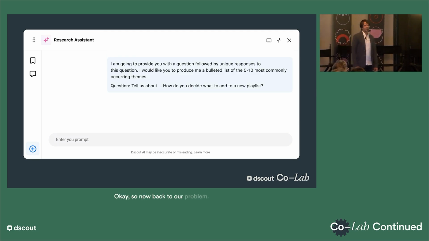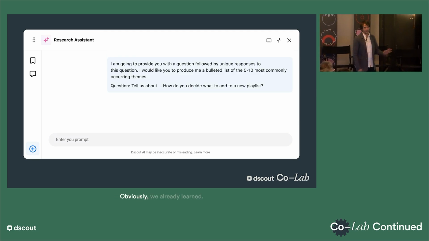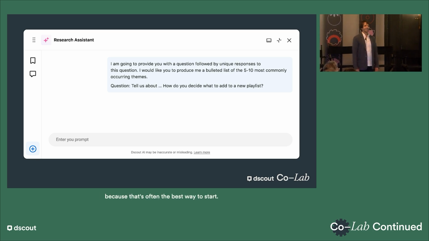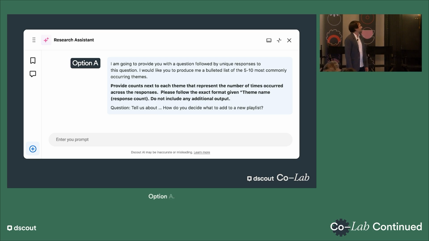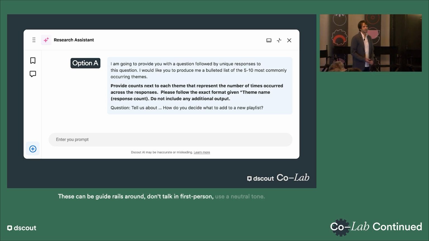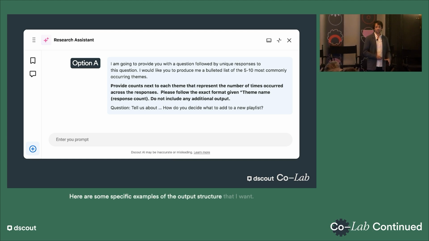Okay, so now back to our problem. So this is my initial prompt. Obviously, we already learned it wasn't going to get us there. What are our options? I said we're going to go mess with the context because that's often the best way to start. Let's start creating some options. Option A. What we can do is we could see some issues with the response and just start adding more and more instructions in here. These could be guide rails around don't talk in first person, use a neutral tone. Here's some specific examples of the output structure that I want. Here's some actual specific data.